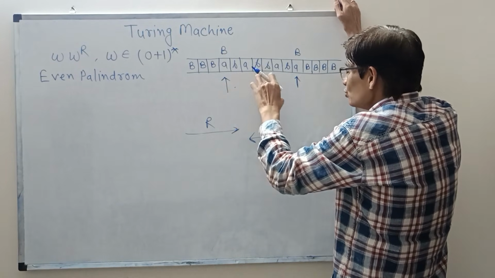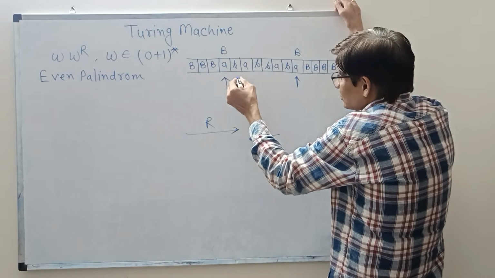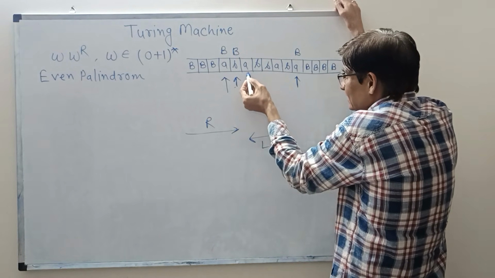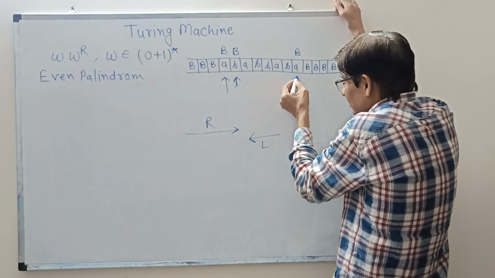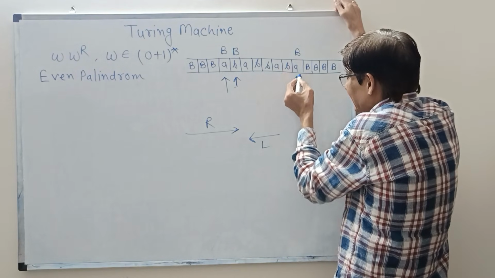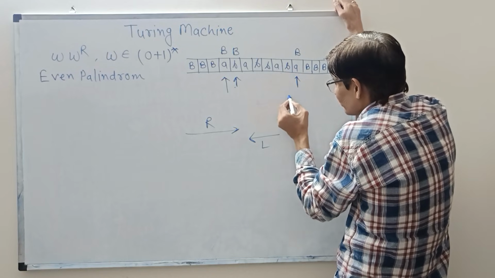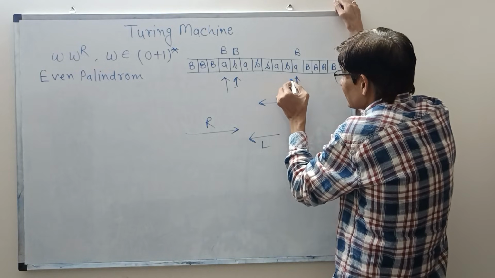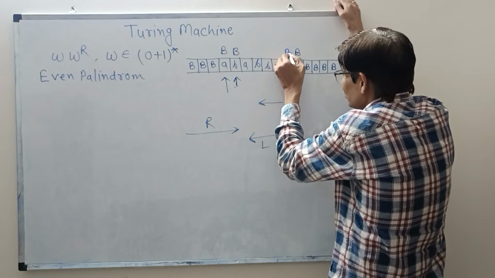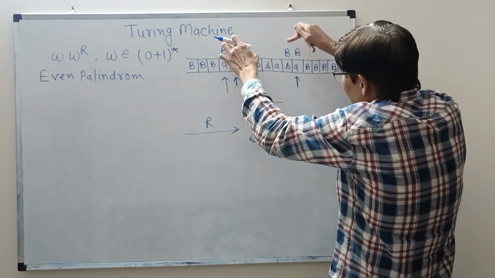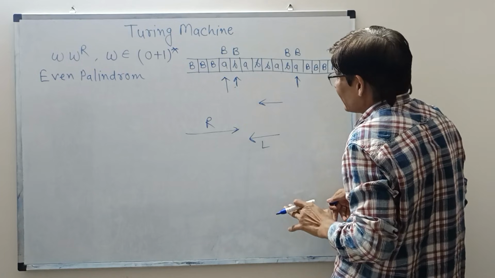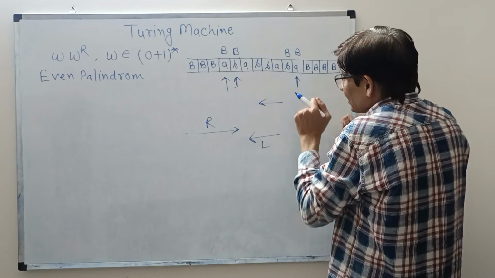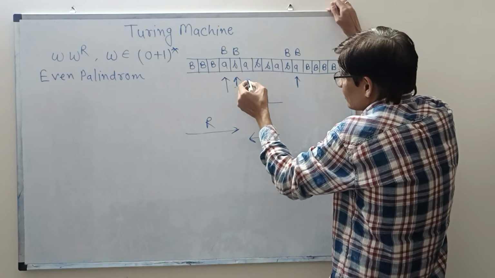So now again you will repeat the same process. You will convert this B into blank, and then you will skip all these characters and come here until you get blank. When you get blank, you will start moving towards the left direction, and in the reverse journey, the first input symbol you get, you will convert into blank. So again two corresponding symbols have been converted into blank. Now your string becomes a 4 character length string. Now you will do the same process again.